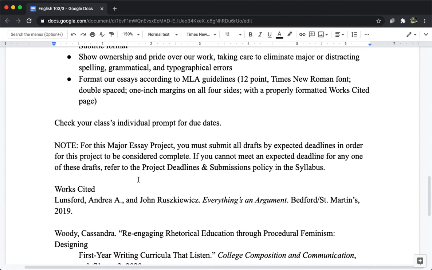Now, as per my policy in the syllabus, I'm happy to grant extensions, but you need to talk with me ahead of time in order for that to work. And as I mentioned, I'm going to be more stringent with this. I'm not going to accept any late work, okay? So unless we arrange those deadlines. So make sure that you read through that project deadline and submission policy in the syllabus so you're clear on that.